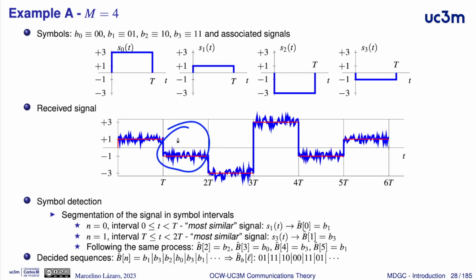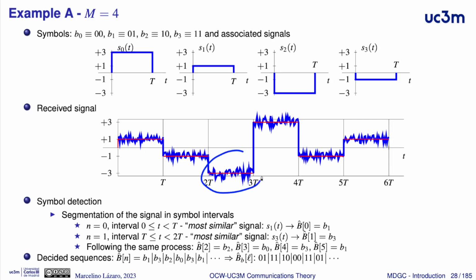Then the second symbol interval is analyzed. This signal is compared with the 4 possible transmitted signals in this interval, and this seems to be more similar to S3 than to any other waveform, and this means that the estimate for the second transmitted symbol is B3, the symbol associated to signal S3. And this process is repeated for every symbol interval.